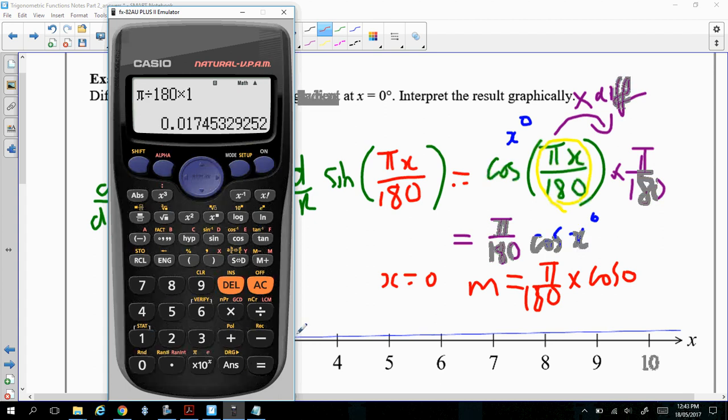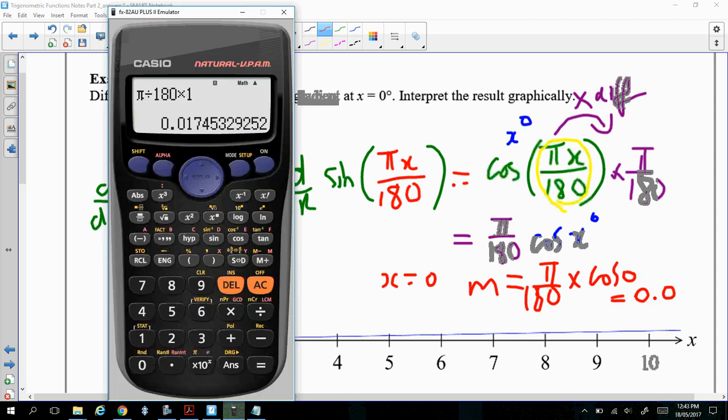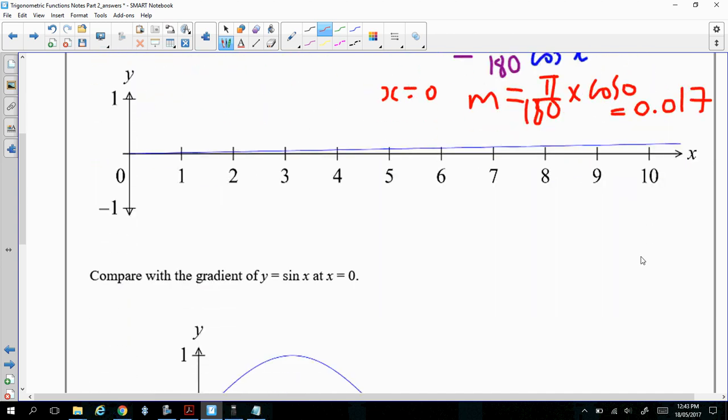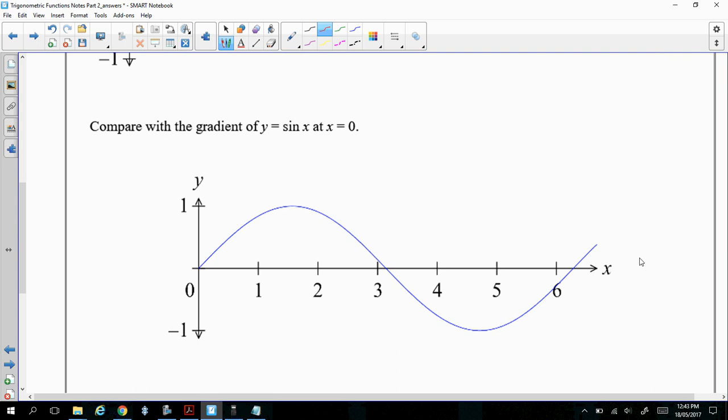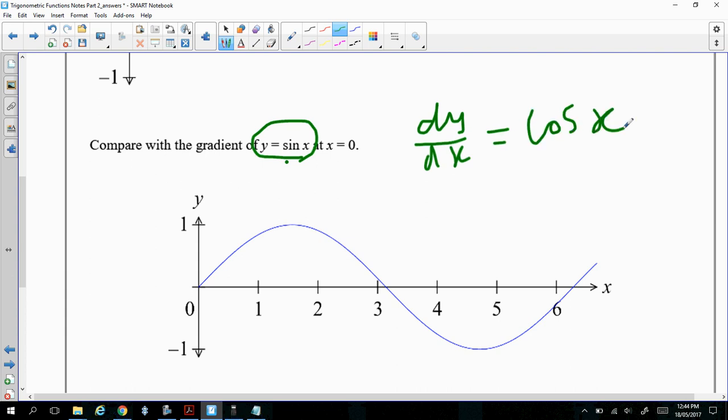And we're going to interpret this graphically. Now compare with the gradient of sine x at x equal to 0, that's in radians. If I differentiate that, I get cos x, isn't it? And if I substitute x equal to 0, cos 0 is 1. So the gradient is exactly 1.